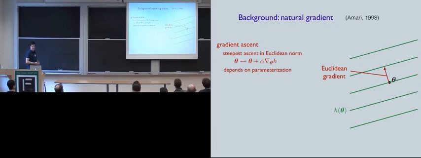But that's not a very meaningful metric because the Euclidean distance depends on the parameterization. You could come up with a different parameterization of the network that represents the same class of functions. Gradient descent will do something completely different.